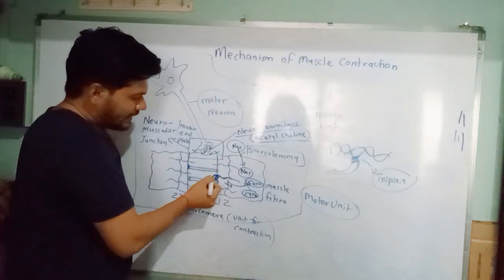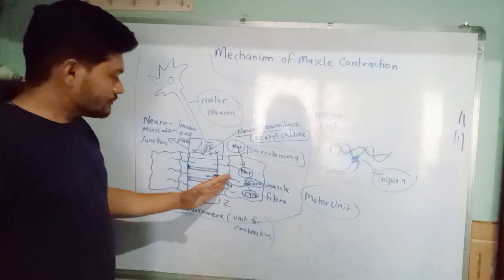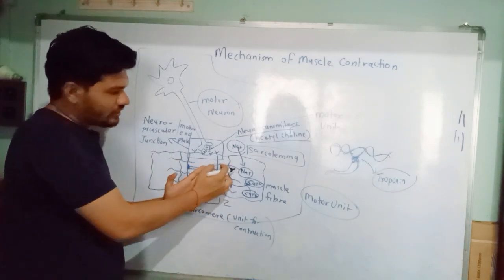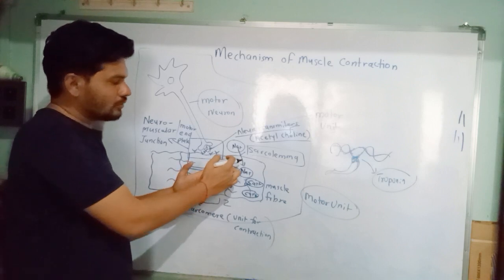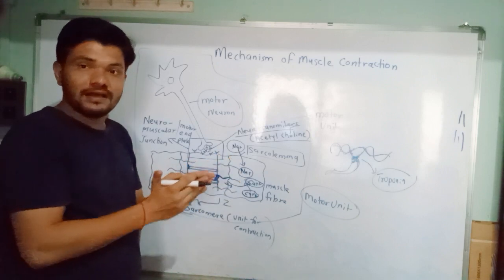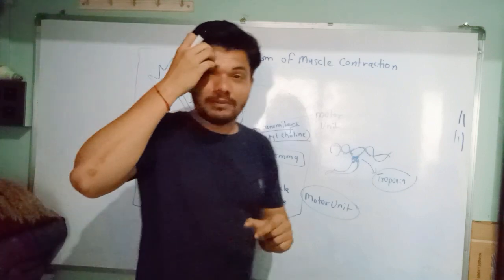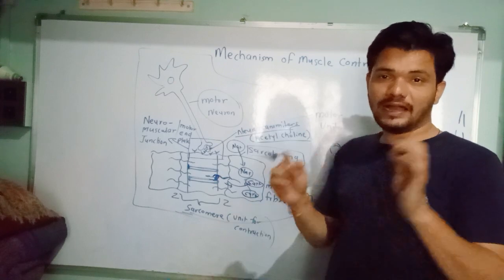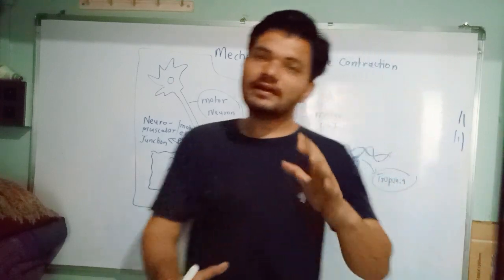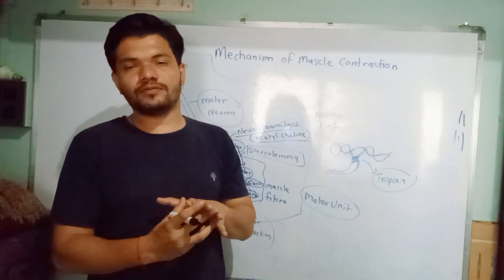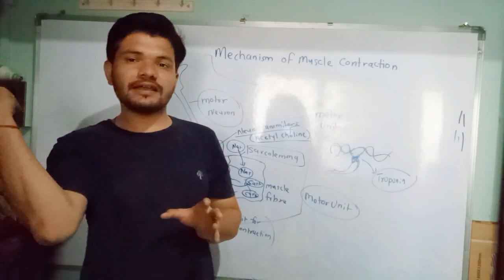Because this head is rotating like this, it is going to pull these thin filaments and ultimately it is going to pull the Z line inwards. Again the next ATP will bind and the cross bridge will be broken, and then again that ATP will be hydrolyzed and the cross bridge will be formed, and then again rotating.